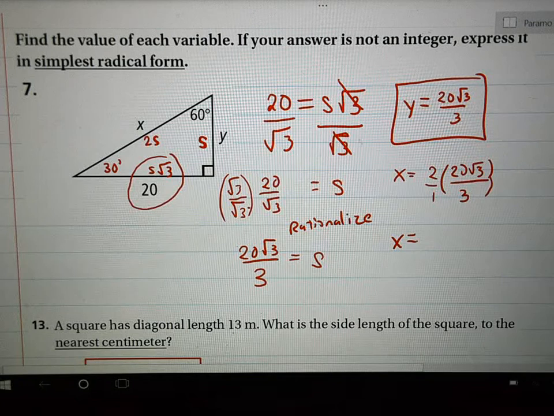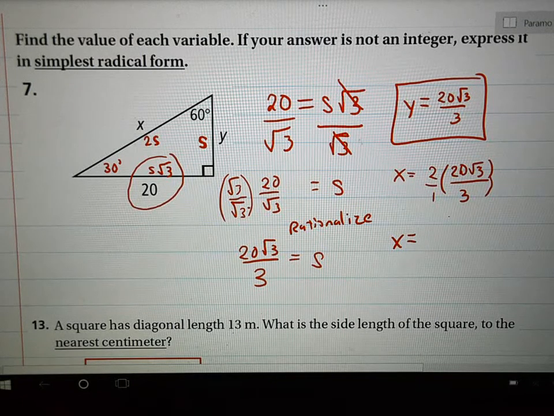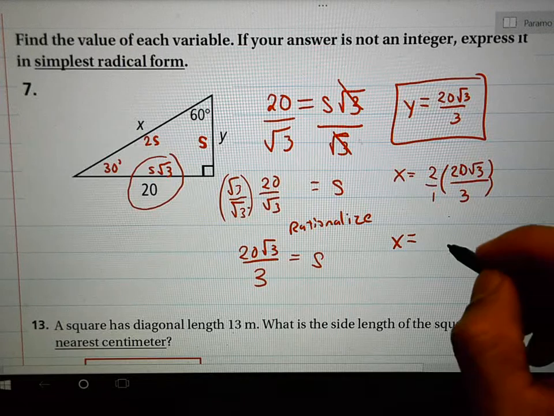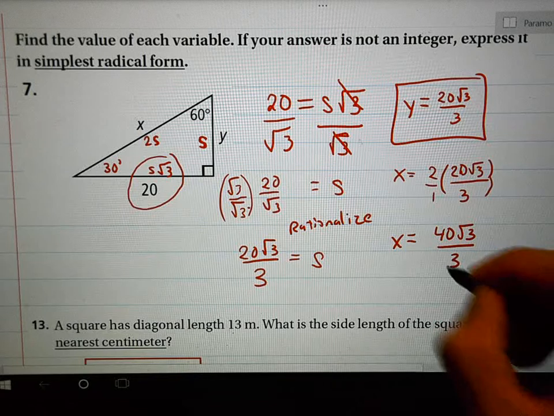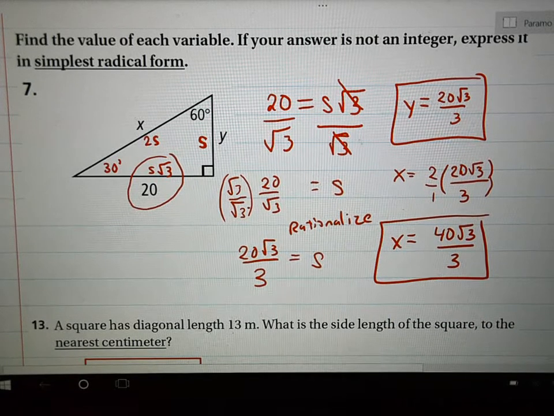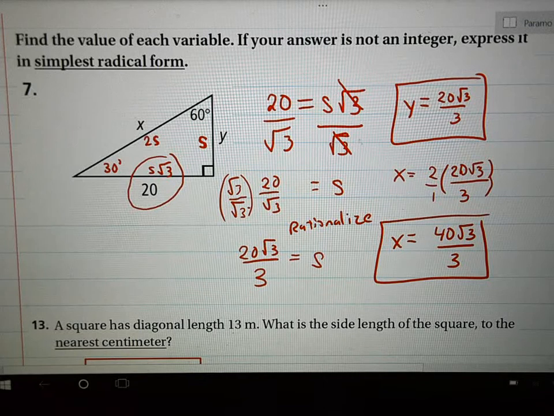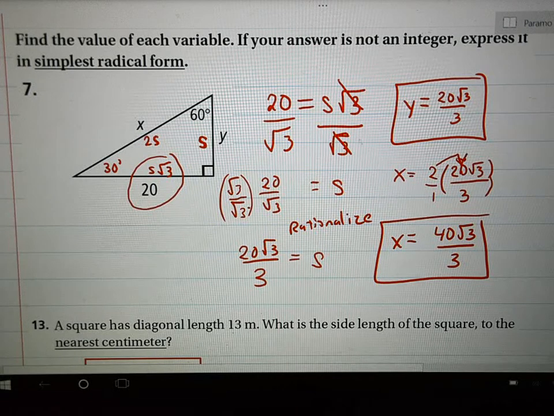If you know what that is, tell the person you're sitting next to what you think it is. I only heard maybe 1 or 2 of you say the wrong answer, but the correct answer is 40 root 3 over 3. The 2 only multiplies the coefficient. It doubles the 20 root 3. It's numerator times numerator. Any questions?